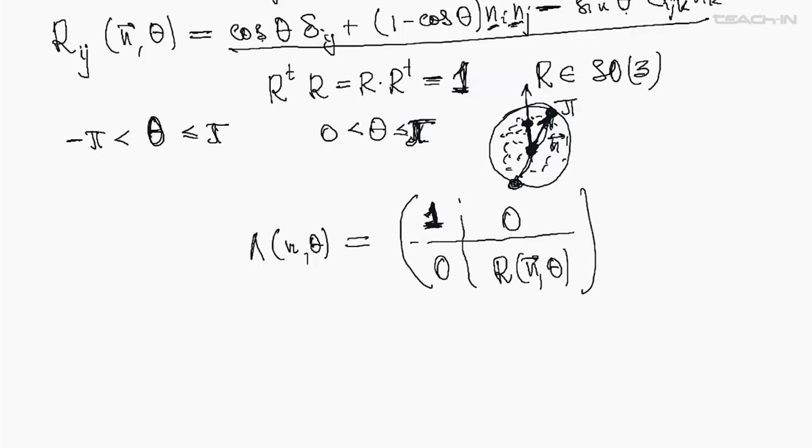Also, you can check about this matrix R that it satisfies the property that if you add 2 pi, this will be the same matrix. So R depending on n and theta plus 2 pi is equal to R on n and theta. So periodicity in theta is a property of these transformations.